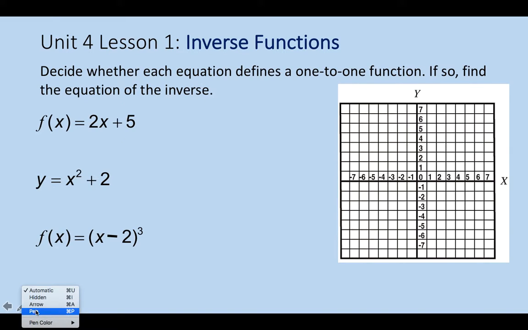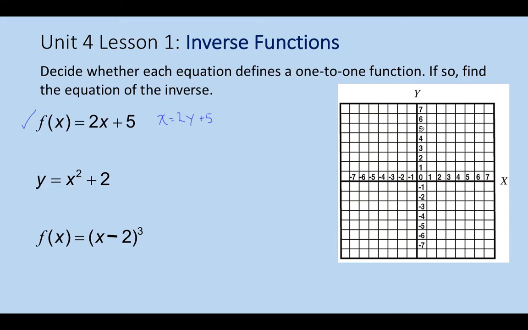All right, so let's take this idea and apply it to this. Decide whether each equation defines a one-to-one function, and if it does, find the equation of the inverse. Well, here we do know that 2x plus 5 is a one-to-one function. We could graph it and see that. But since that's the case, here's how to write the equation of the inverse. First step is we're going to switch the x and the y. So I'm going to turn this into x equals 2y plus 5.